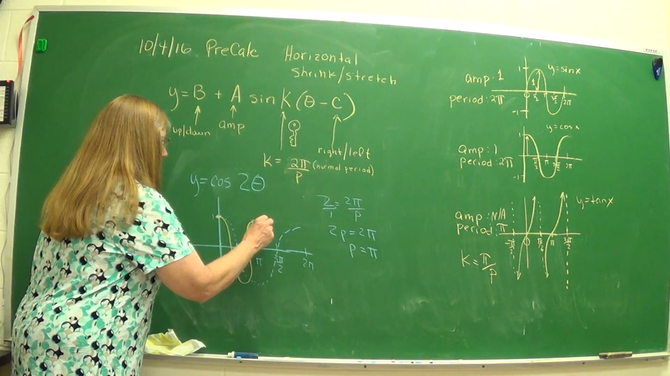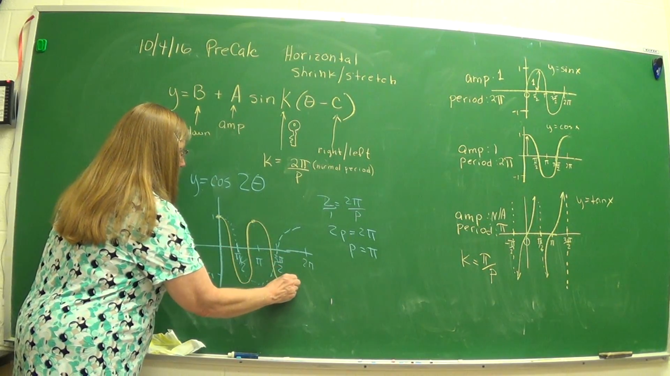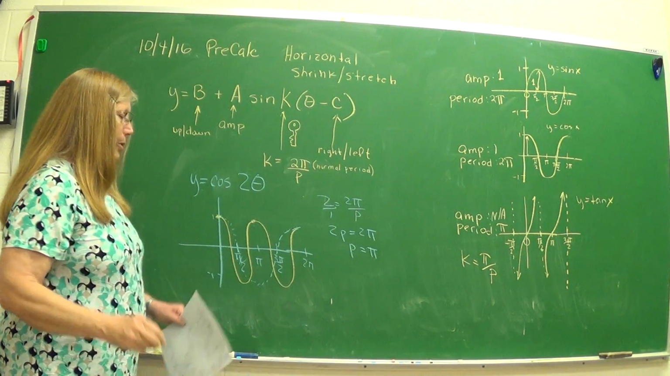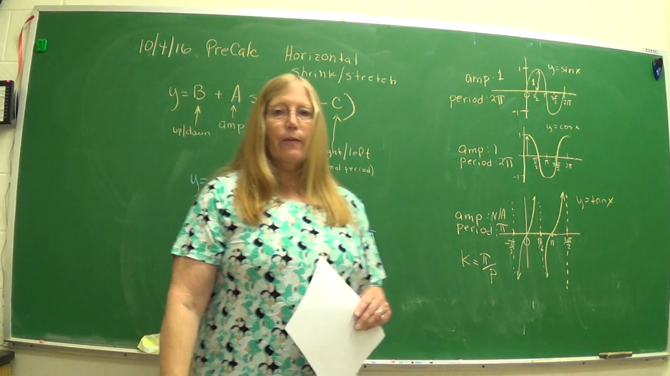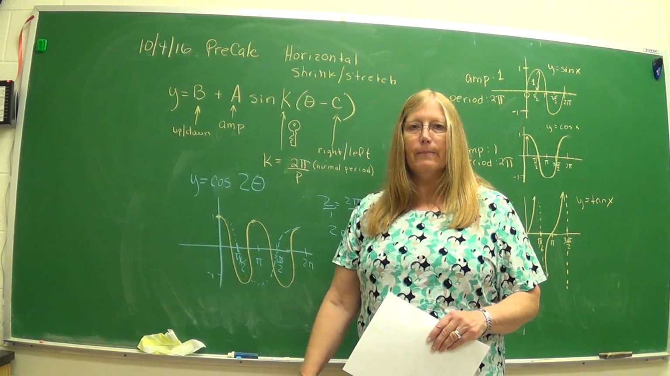So I can draw another cycle if I want to. And you can see how squished up. I have 2 cycles of cosine where before in my dotted drawing I only had 1.